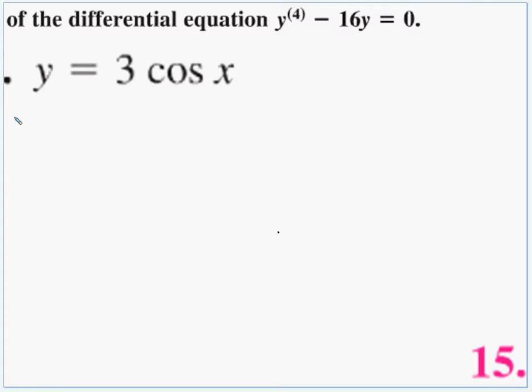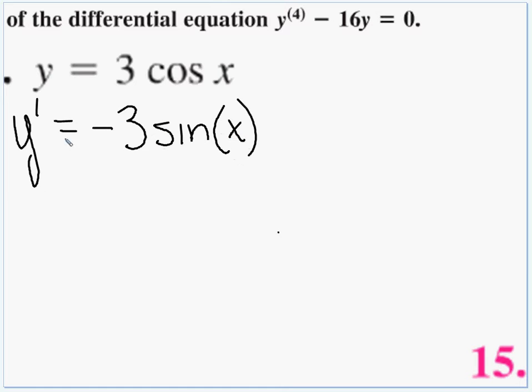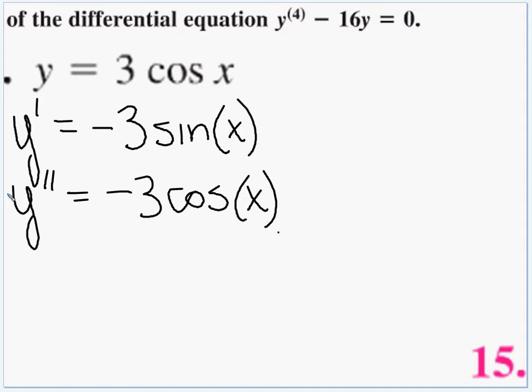So let's derive at once, y prime, derivative of 3 cos. The derivative of cos is negative sine. And we need to derive it again, y double prime. Derivative of sine is cos, so the negative 3 comes along, sine derives to cos of x. And let's derive it. Third derivative, triple prime, derivative of cosine is negative sine. So the negative will switch that back and it'll go to a 3 sine of x.